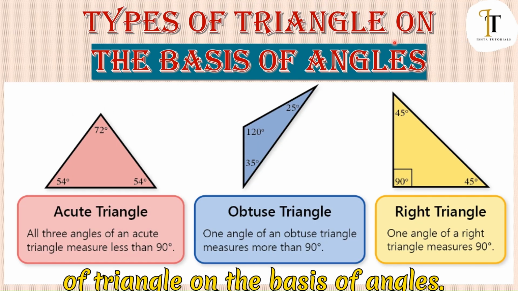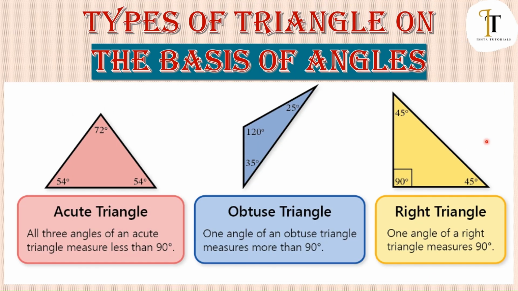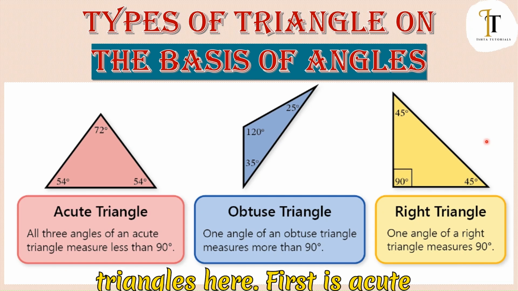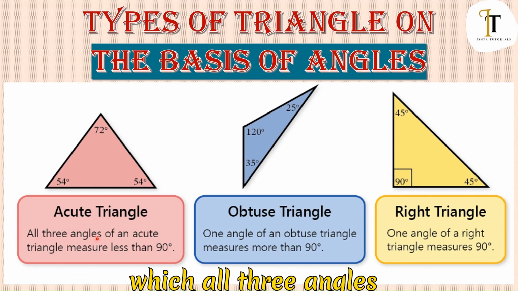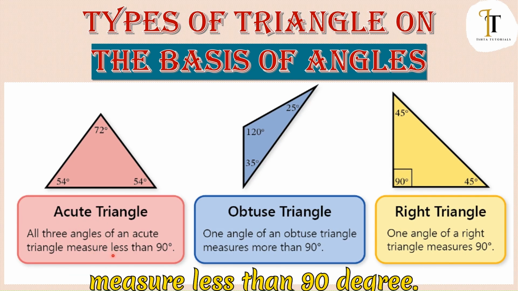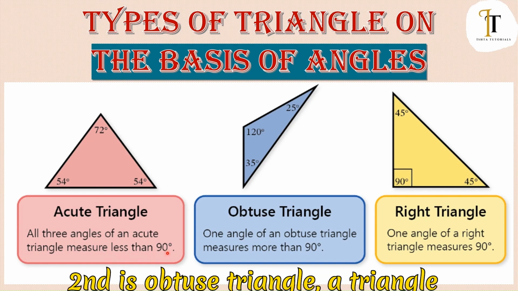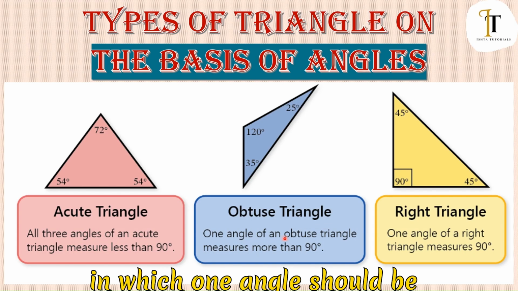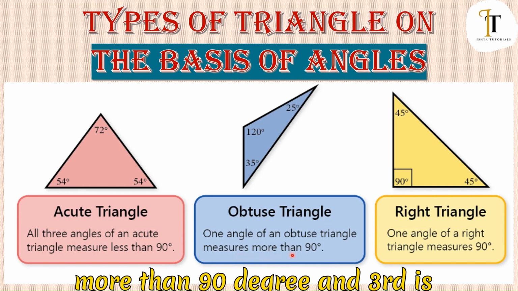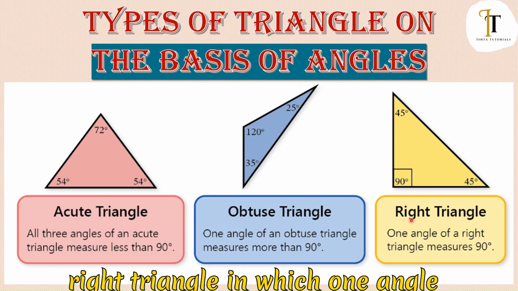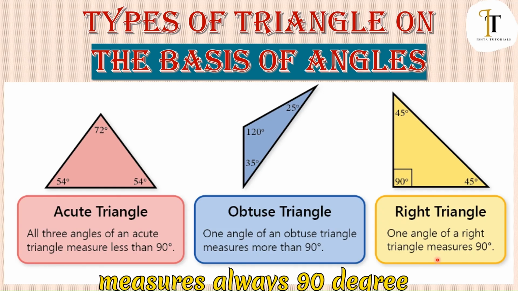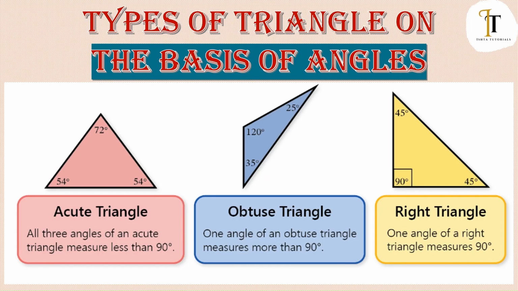Types of triangle on the basis of angles. So students, we have three types of triangles here. First is acute triangle. Acute triangle is a triangle in which all three angles measure less than 90 degrees. Second is obtuse triangle, a triangle in which one angle is more than 90 degrees. And third is right triangle, in which one angle measures exactly 90 degrees.